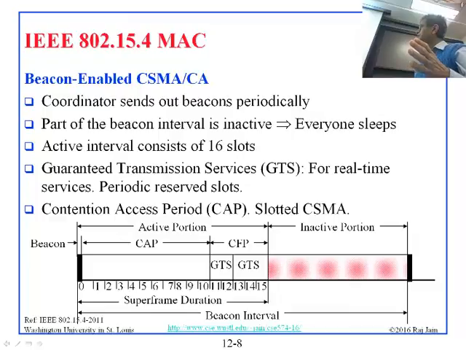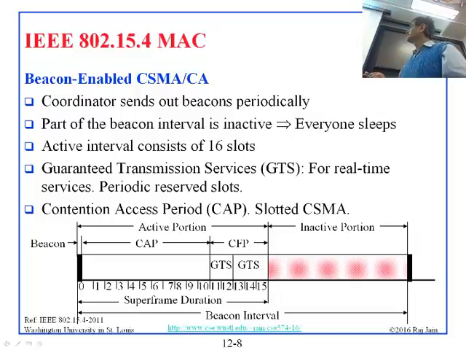And out of that superframe, so much is my contention-free time, and this is contention access time. So during this time you have to contend, and during this time you are guaranteed. There is some reserve time during which the periodic devices are already guaranteed. This guaranteed time is like GTS. They are guaranteed, so they just come and transmit and go away, right?